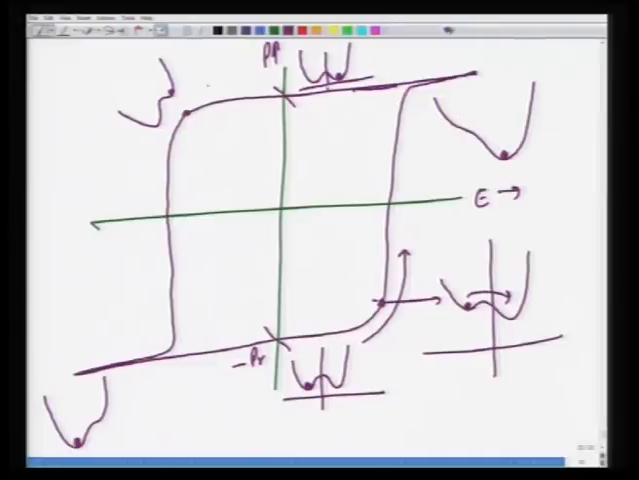And when you start switching back in the reverse direction, again the wells on the left start getting deeper and the wells on the right start getting shallower, but not until you reach the minus PS state. That is when the wells on the right become completely flat, so that the atom jumps over to the side on the right. And this happens actually at this point, which is minus EC and plus EC. So, at minus EC, the atom from the right well will jump into the left well, and this would completely get stabilized when you reach the minus PS state.